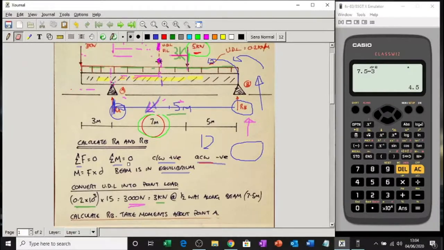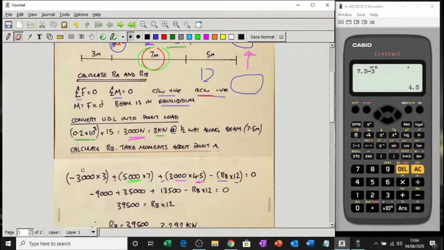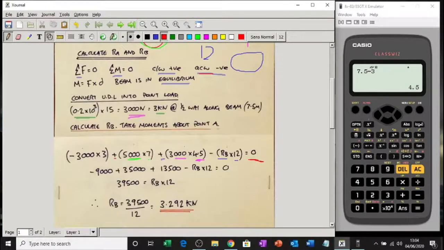So the sum of the forces has got to equal zero. So the sum of the moments, that's one moment, two moment, three moment, four moment, all got to equal zero. Make sure you put equal zero. Don't just leave them there. So now all I've got to do is work these numbers out and find RB.